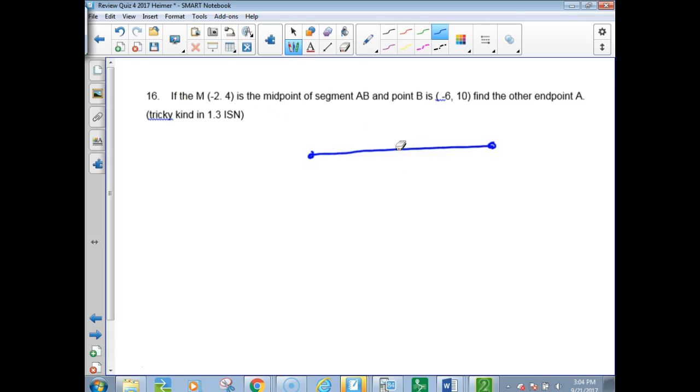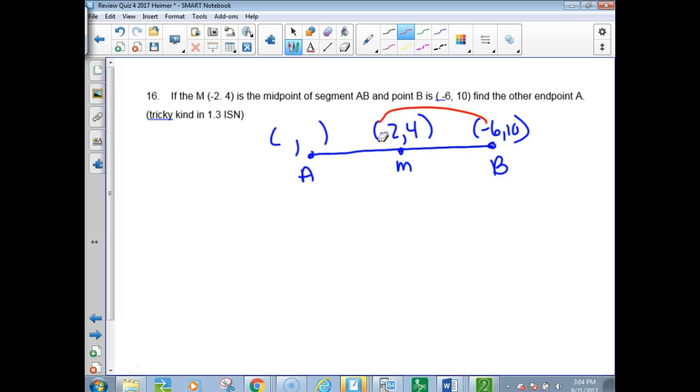If M is the midpoint of segment AB at -2, 4, and B is at -6, 10, and it wants you to find the other end. This is the tricky kind in your ISN, and you have notes on it. I've taught you 2 ways to do it. We're going to give it again. It's on the quiz again.